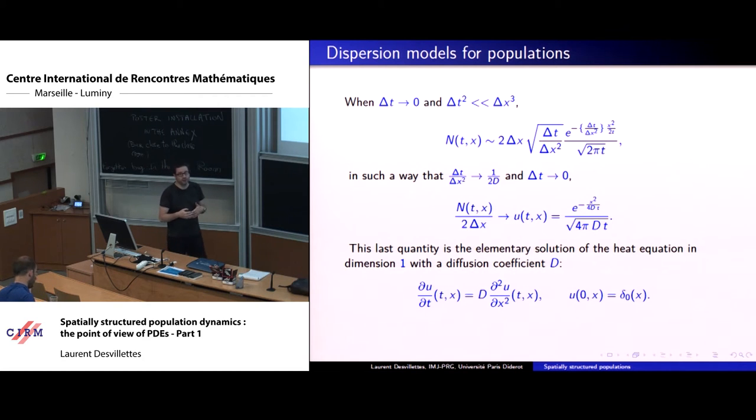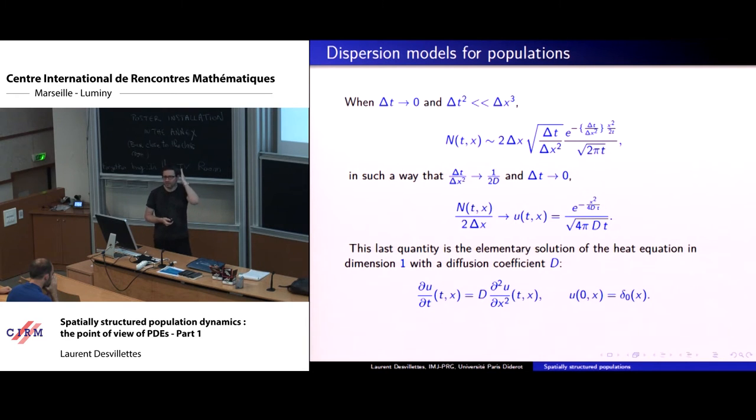This is a way of deriving the heat equation from a random walk, which is extremely simple. But of course, if you take a random walk which is more complicated, but which satisfies the basic requirements that it is isotropic, and a few other reasonable requirements, you will end up with exactly the same result. The coefficient d may depend on what you put exactly inside.